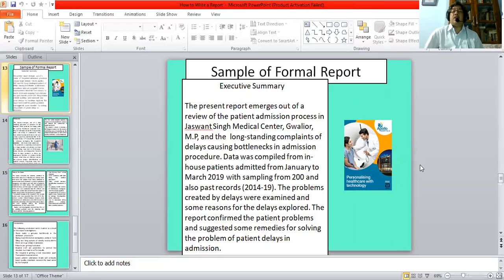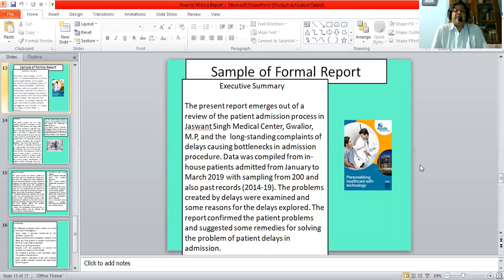Let's see what the summary of the report that I referred to is. The present report emerges out of a review of the patient admission process in Jaswant Singh Medical Center, Gwalior, MP, and the long-standing complaints of delays causing bottlenecks in admission procedures. So it seems that patients over there in that medical facility have long been complaining about extreme delays in admission.